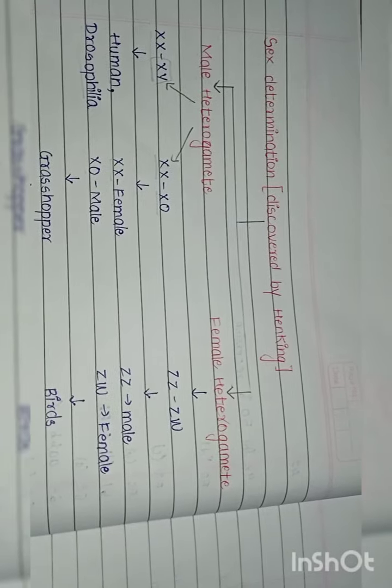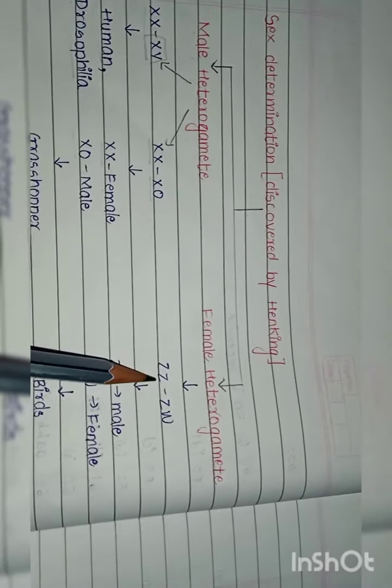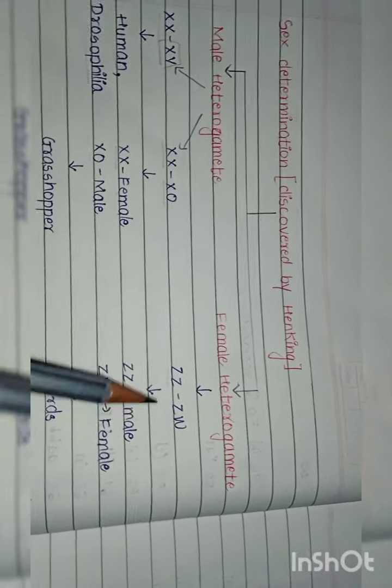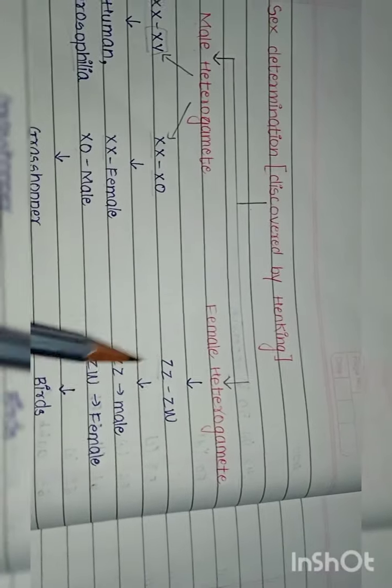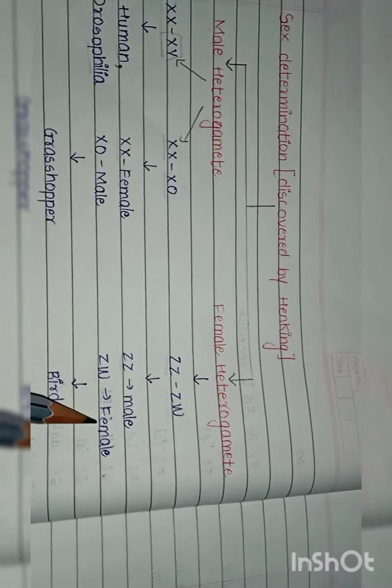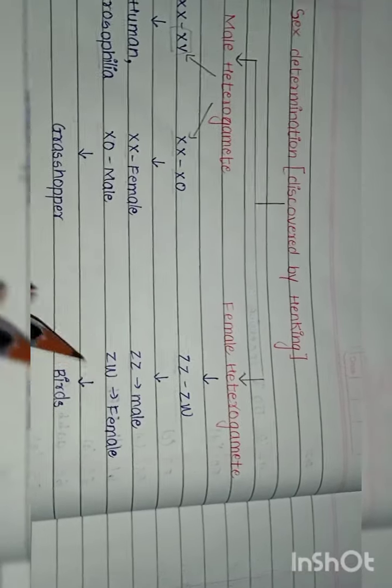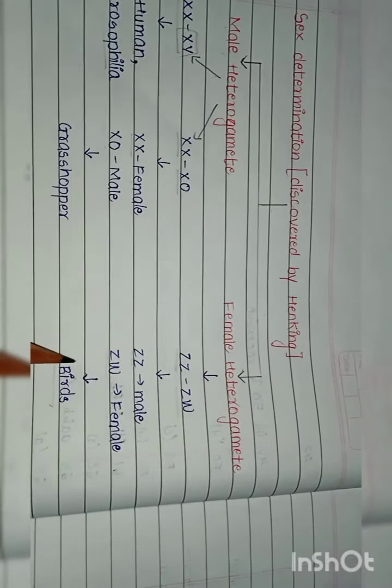For example, the grasshopper shows male heterogamete. Now female heterogamete: ZZ and ZW. Here, ZZ represents the homozygous male and ZW represents the heterozygous female. For example, female heterogamete is seen in birds.